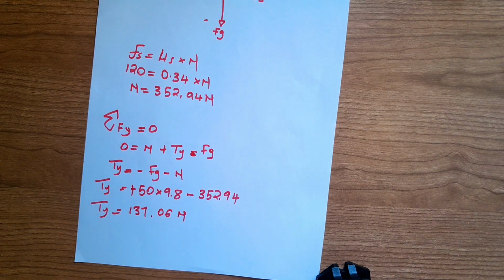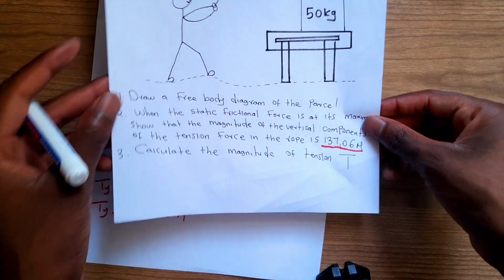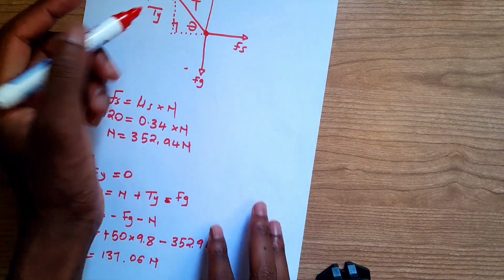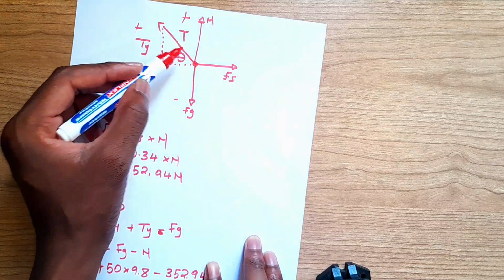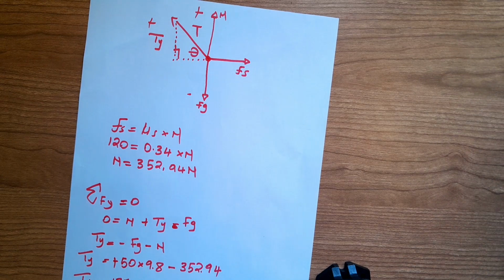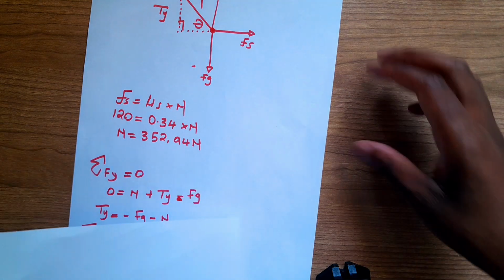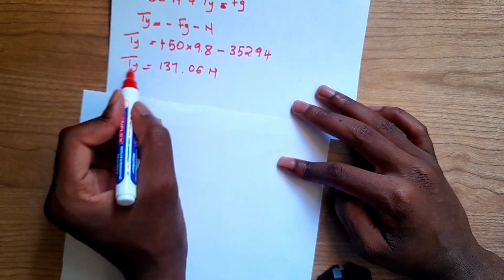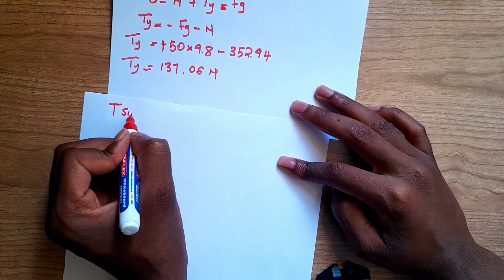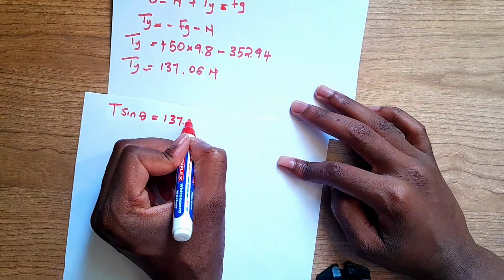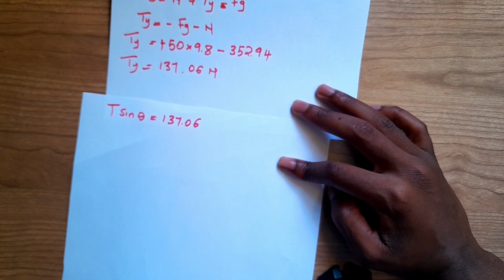And now the question that follows says, calculate the magnitude of the tension T. So they want us to calculate the magnitude of this tension force. So how do I actually do that? Well, at this point, we do know a couple of things. Ty, we do know, is the same as T sine of theta. It is going to equal 137.06. That is what we know, right?